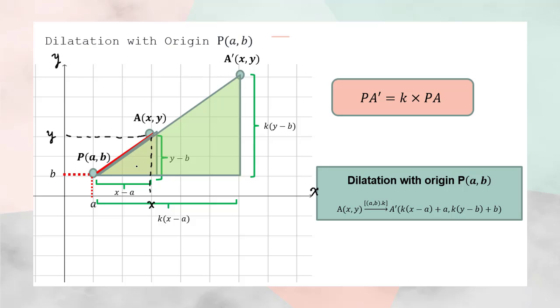So this is the formula of the dilatation. If we have a point A with the coordinates (x, y), and we dilate this point A with center (a, b) and scale factor k, we can use the formula for A accent.